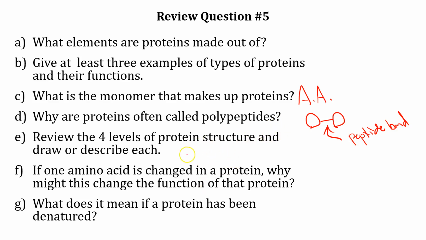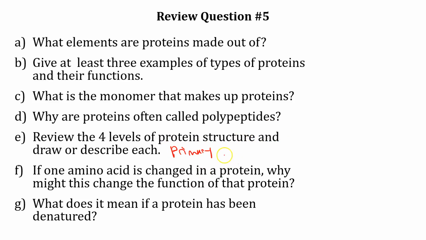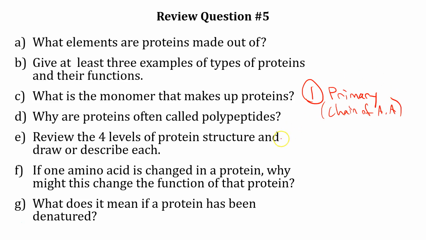The 4 levels of protein structure are the following. You have the primary, and I'll draw it over here. This is just going to be a chain of amino acids. You have the secondary, and this means the chain of amino acids has started to fold based on the chemistry. So now you're having the emergence of the alpha helices and beta pleated sheets.